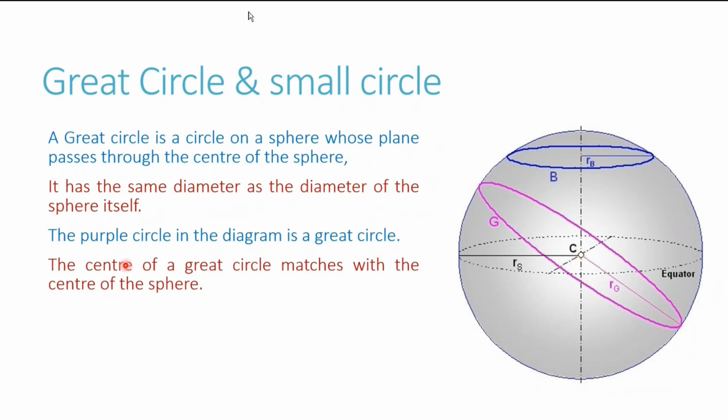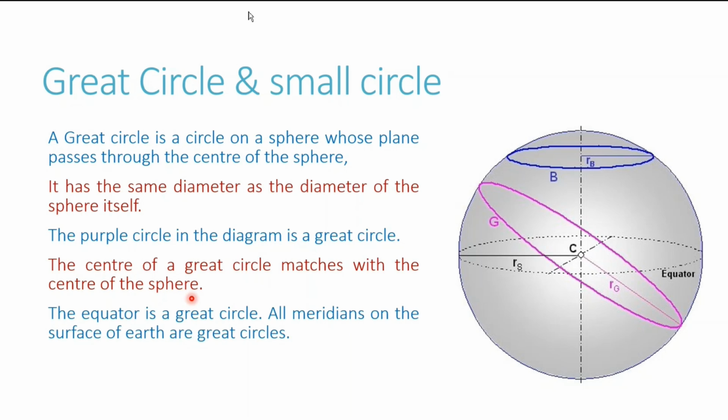Now, as we have seen, the center of a great circle matches with the center of the sphere. To give you an example of a great circle, we have the equator on the surface of Earth. You can see the equator as a dotted line represented here in the diagram. So equator is a great circle. The plane of the equator passes through the center of the Earth, as well as the center of the equator is the same as the center of Earth. It is the biggest diameter circle which we can draw on the surface of Earth. So equator is a great circle.